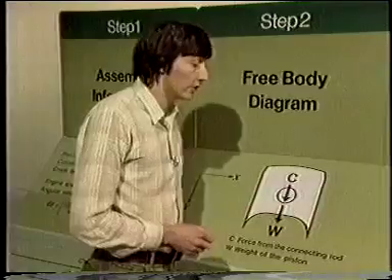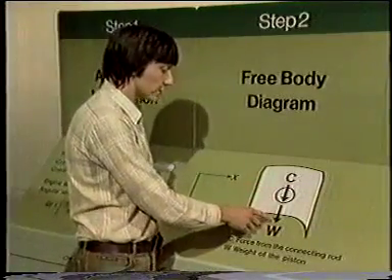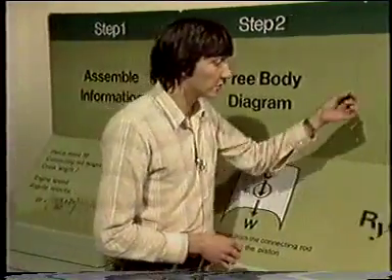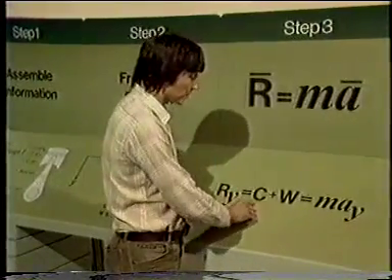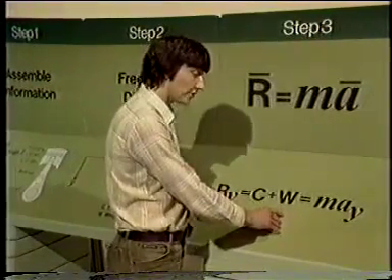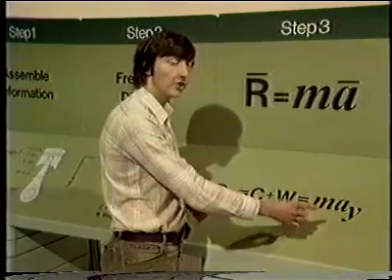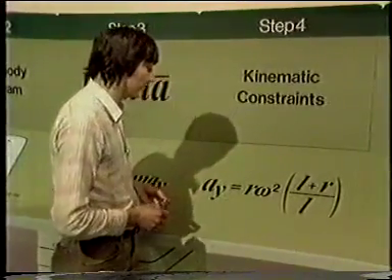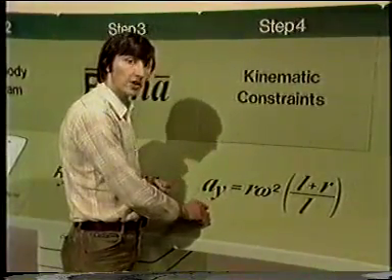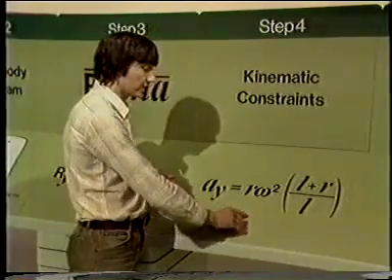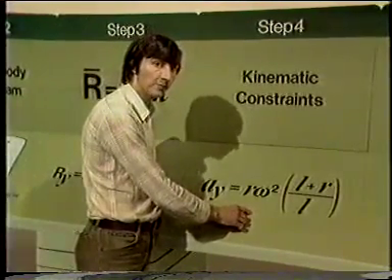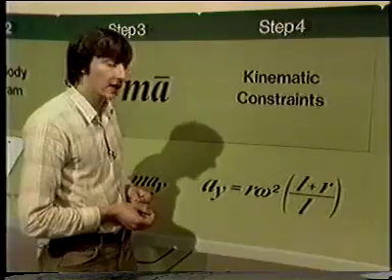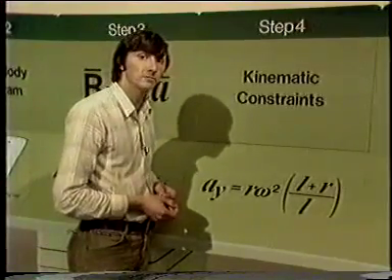I want you to keep in mind the free body diagram. Well, the two forces, C and W, both positive in the direction of Y. When I come to step 3, Ry must equal C plus W, and that must equal the mass of the piston times the acceleration in the Y direction. Step 4, kinematic constraints on the motion of the piston. That turns out that the acceleration in the Y direction at that point in the cycle is r omega squared (L plus R) over L. And that won't be familiar to you, but it's a formula which can be quite easily derived from the kinematics, and in fact we've done that for you in the program notes.